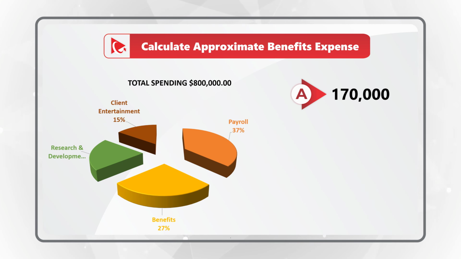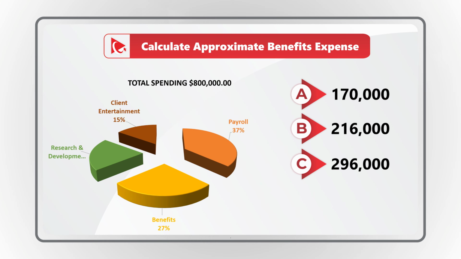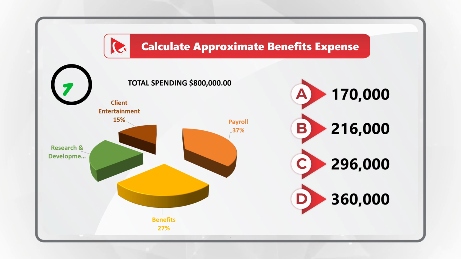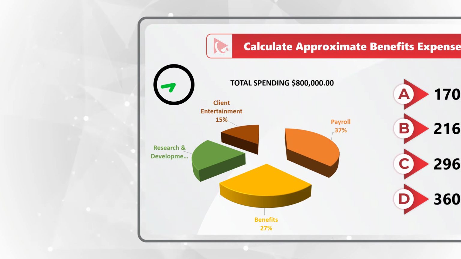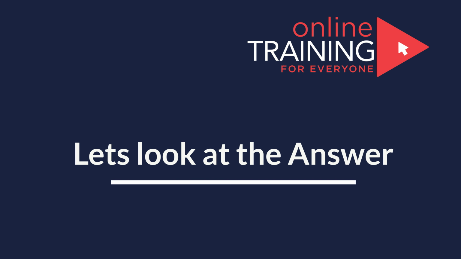Choice A, $170,000. Choice B, $216,000. Choice C, $296,000. And choice D, $360,000. Take a close look, maybe pause this video to see if you can do the mental math and come up with the solution. Ready or not, I am moving forward to share with you my version of the solution. And obviously, if you have a better way to solve it, please make sure to share in comments.